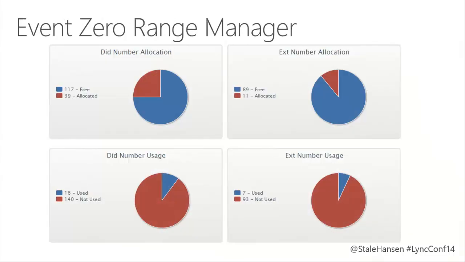So here's an example from Event Zero Range Manager. It's out now. I suggest, if you're interested in a third-party tool that can help you get started, they give you some nice diagrams, like what's the allocation of extensions, the number allocations within a specific range, how the numbers are actually used when assigned. That's actually good feedback right there, because that's difficult to find from just the monitoring reports or PowerShell or whatnot.